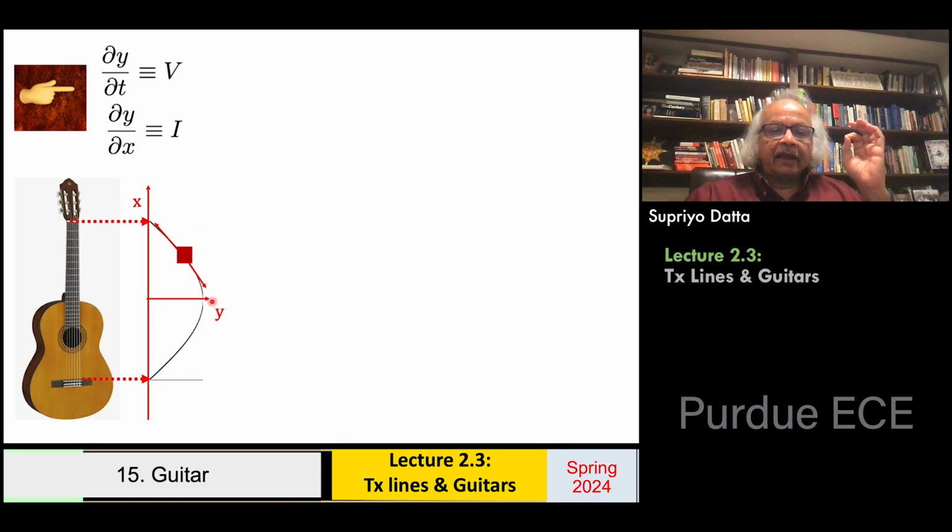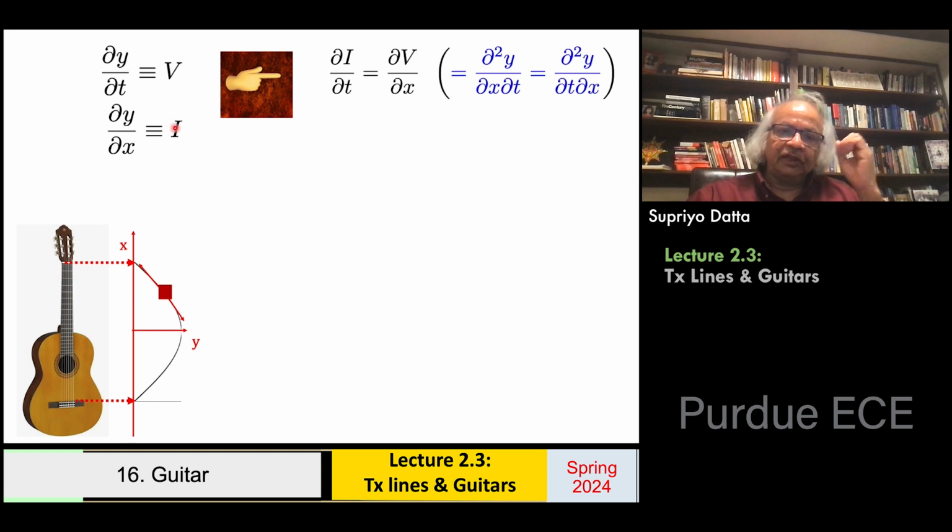That's it. And the way you can get the equations into the form we had before is if you define voltage and current like this. Remember, this y is a function of x and t. x because every point in your string has a different displacement, and t because it's vibrating, so it's changing with time. And so the partial with respect to time is what you call the voltage. The partial with respect to x is what you call the current. Now, let's see what the dynamical equations would look like.